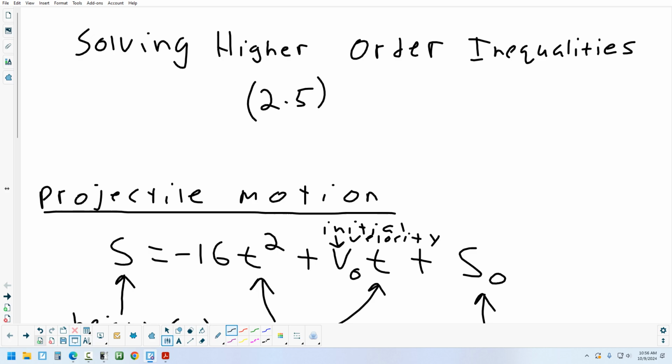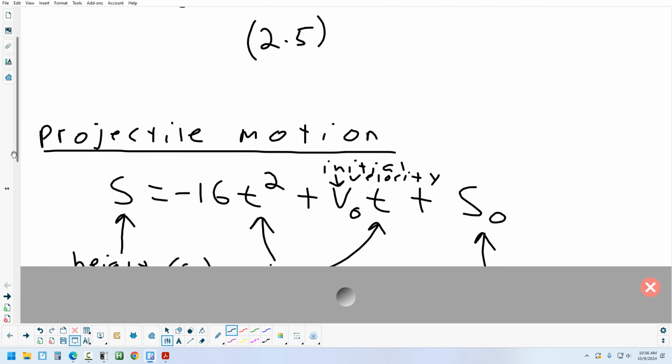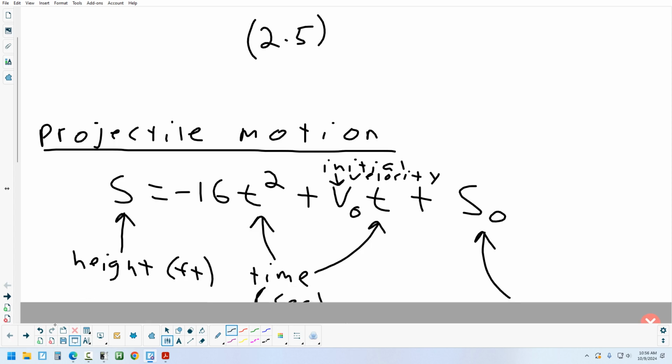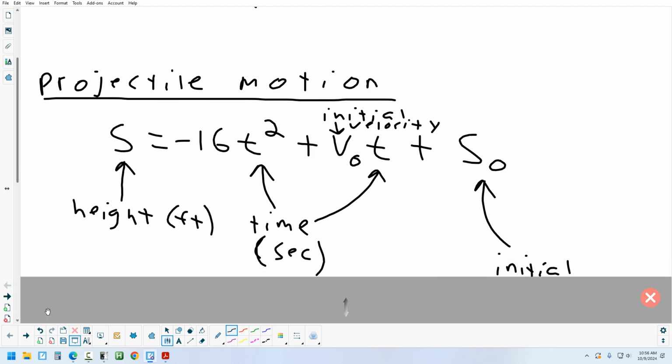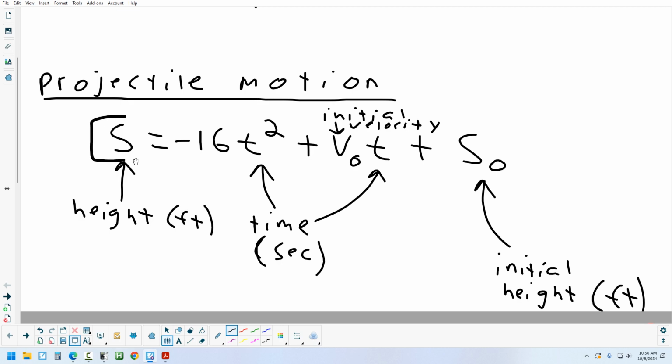So the negative 16, that's a constant. We just leave that the way it is. T is the amount of time that the object has been in the air in seconds. V sub 0 is the initial speed of the object when it was launched. Okay, S sub 0 is initial height. And then this side of the equation tells you how high the object is. So initial height would be like if you threw it off of like a building. The ball wouldn't be starting on the ground.